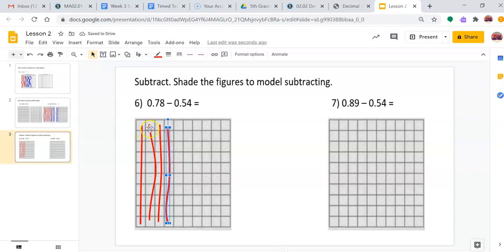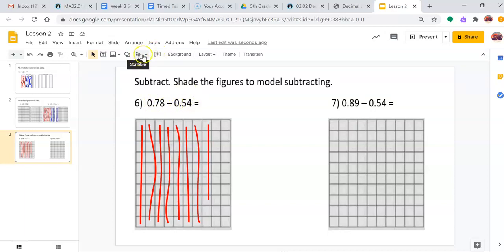We are at 10, 20, 30, 40, 50, 60, 70, and now we're going to count by ones to get to 78. 71, 72, 73, 74, 75, 76, 77, 78. Okay, so that's how many we're starting with, and now we want to take away 54.